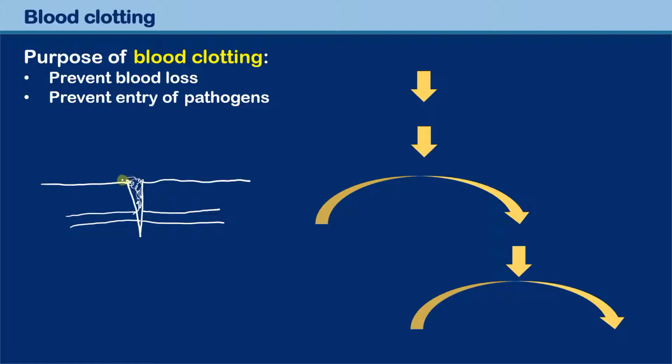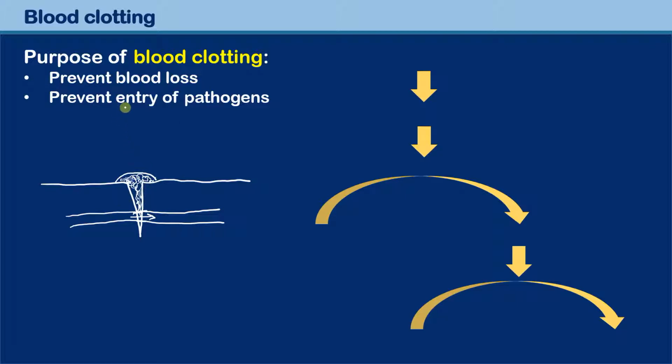But what will happen is the following: a blood clot will form. And this blood clot will then prevent pathogens from entering the skin, and it also gives time to the body to form new tissue and to heal the wound so that the blood can flow normally again. And new cells are made over here, and the blood clot essentially serves as a temporary plug, so to say, to block the entry of pathogens and blood loss.